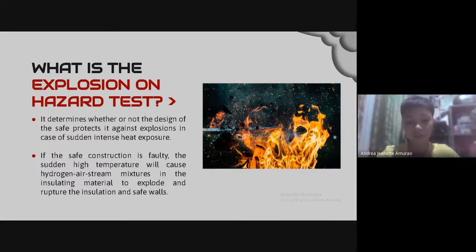Next. The second one is the explosion and hazard test. The explosion and hazard test determines whether or not the design of the safe protects it against explosion in case of sudden intense heat exposure. If the safe construction is faulty, the sudden high temperature will cause hydrogen air steam mixtures in the insulating material to explode and rupture the insulation and safe walls. This rupture will destroy much of the safe's resistance to fire.